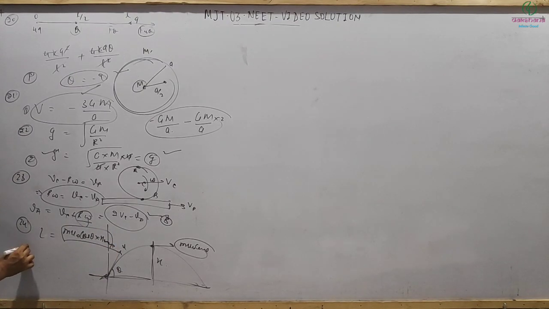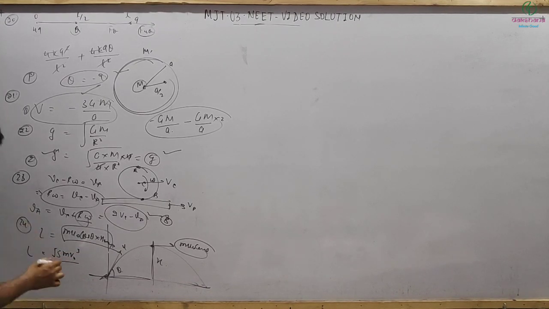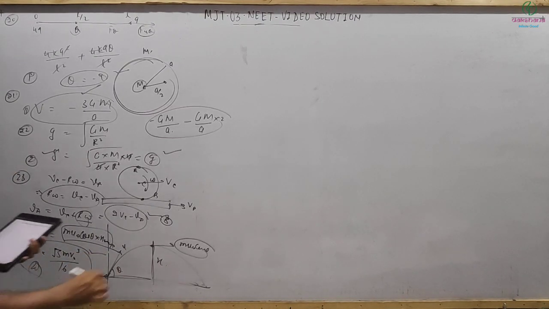Substituting and solving, we are getting L is equal to root 3 m v0 cube by 16. This is the answer, matching with option number 4. Question number 25.